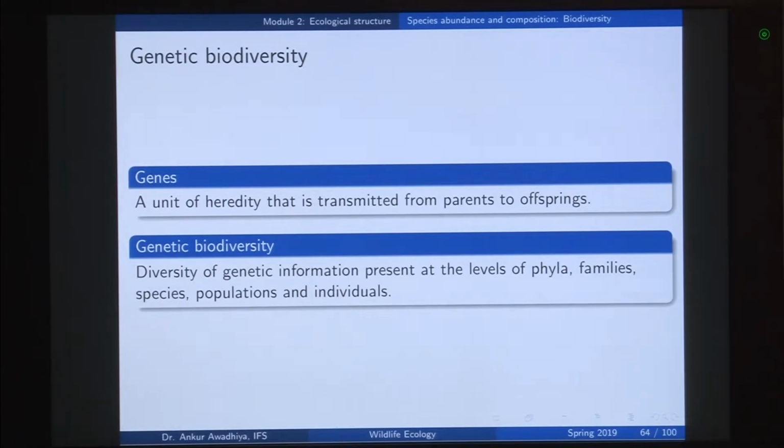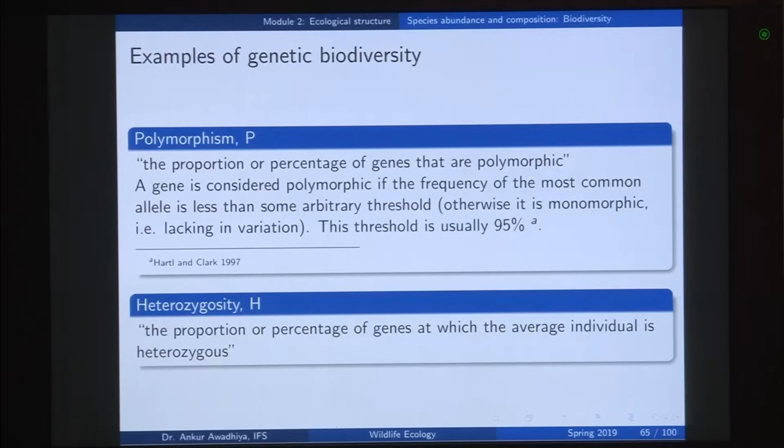So, for instance, if you consider the diversity of genetic information at the level of a population. So, for instance, consider a population of cheetals in Kanha. So, how different are these cheetals from each other genetically? Are all these cheetals having the same gene for height, or are they having different alleles for height, or are they having the same coat color, or are they having the same eye color and so on. Now, examples of genetic biodiversity include polymorphism and heterozygosity.